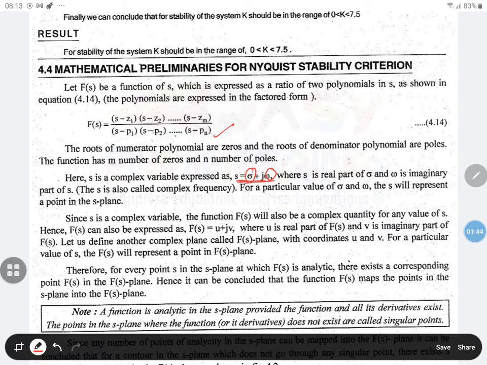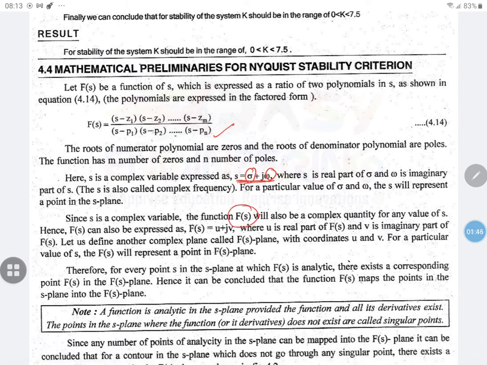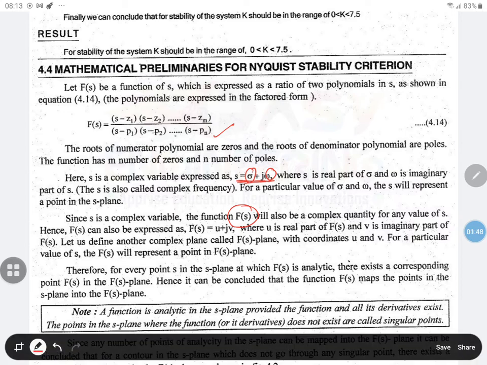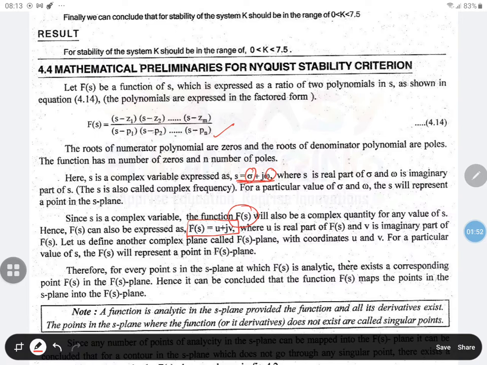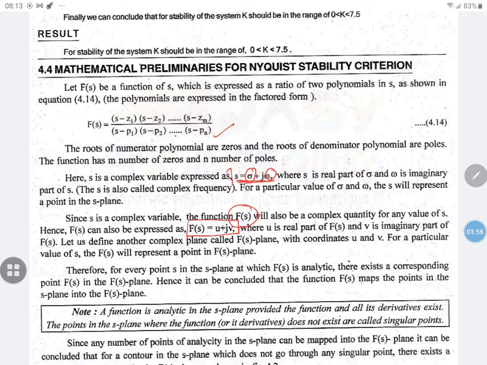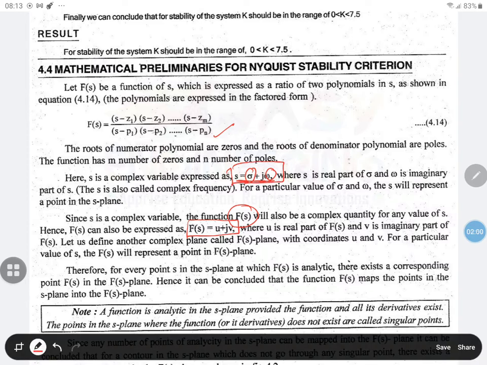And afterwards, for f of s, we are considering an equation like this: u plus jv. So if for s this is the expression, then for f of s, u plus jv is the expression, where u is the real part and v is the imaginary part.